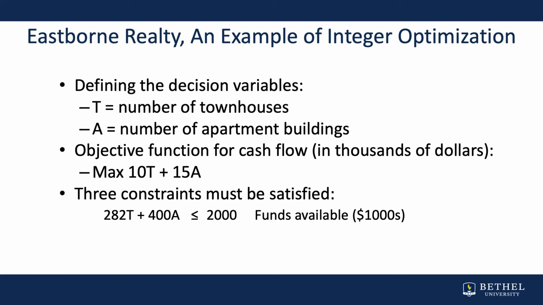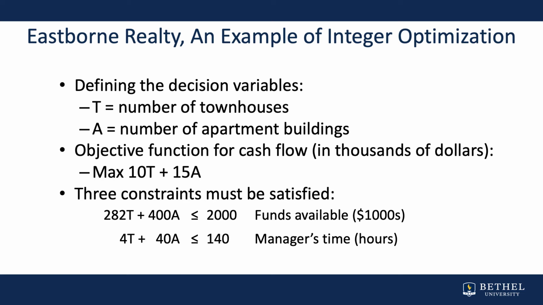You may be looking at that and say, well, where did that come from? Basically, we're saying that the price for the townhomes, $282,000, plus the price of the apartment buildings, $400,000, both of those together, depending on the number that we produce, has to be less than or equal to 2 million. Those numbers are represented in thousands.